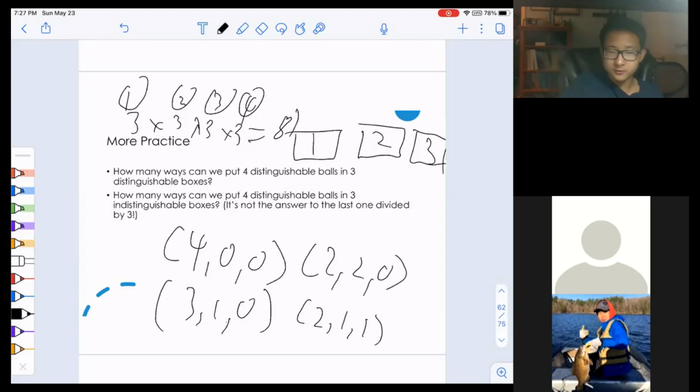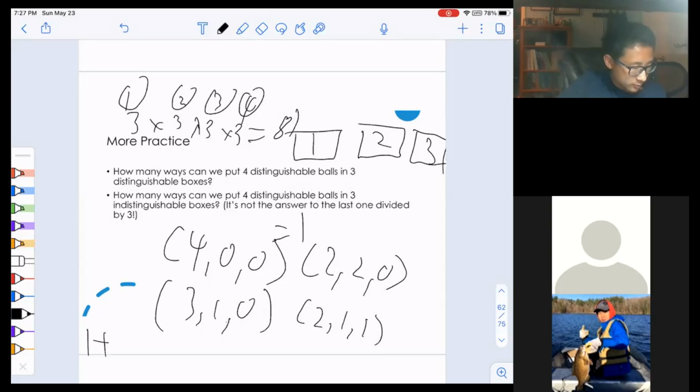So first off, we have 4, 0, 0, since we're putting all the 4 balls into one box, right? So we only have one way of doing this since you can't tell the boxes apart. So the first one is 1. You have to add all of these together.